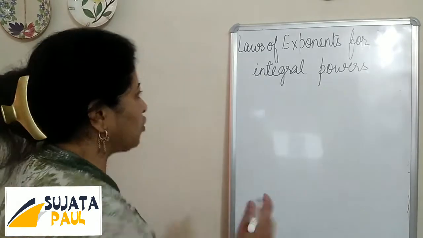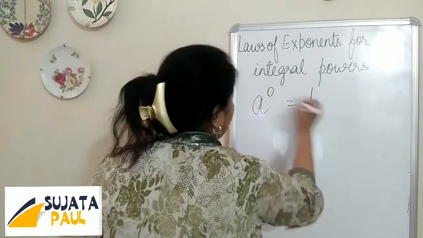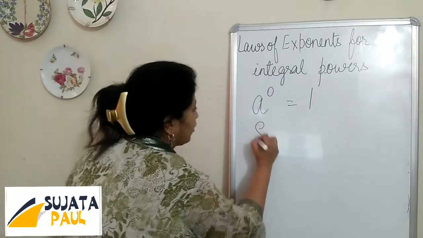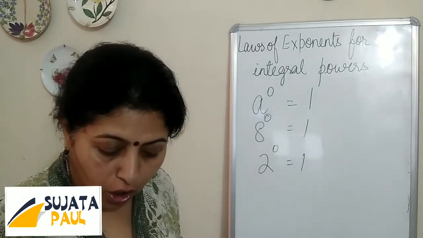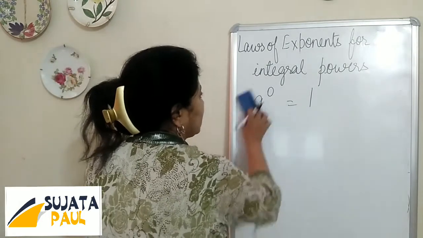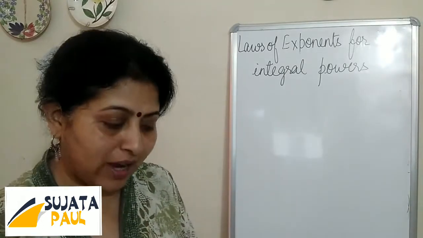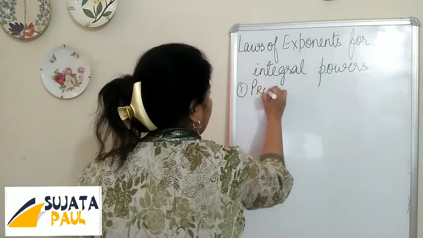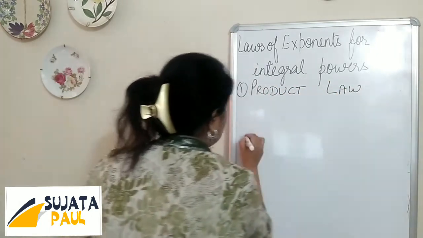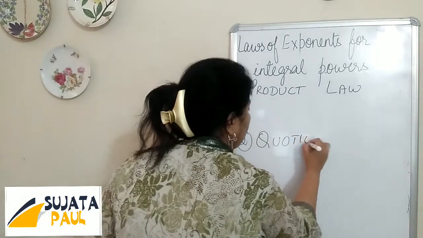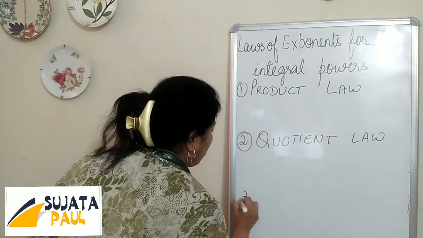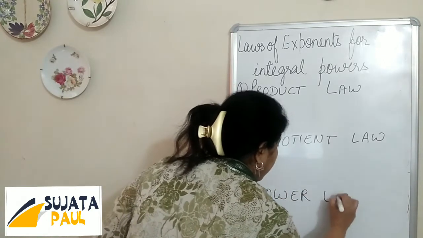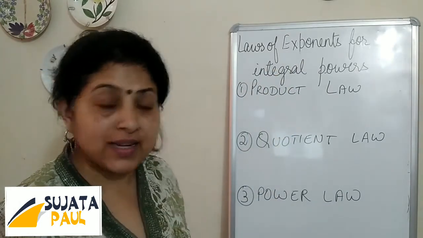Before I start with the laws, I want you to remember that anything raised to the power of 0 will be 1. So 8 raised to the power of 0 is equal to 1. 2 raised to the power of 0 is equal to 1, and so on. So when I remember this, things become easier during my calculations. So coming to the laws of exponents, the first one is product law. The second one is quotient law. Product law, quotient law, and power law. Power means exponents, right?